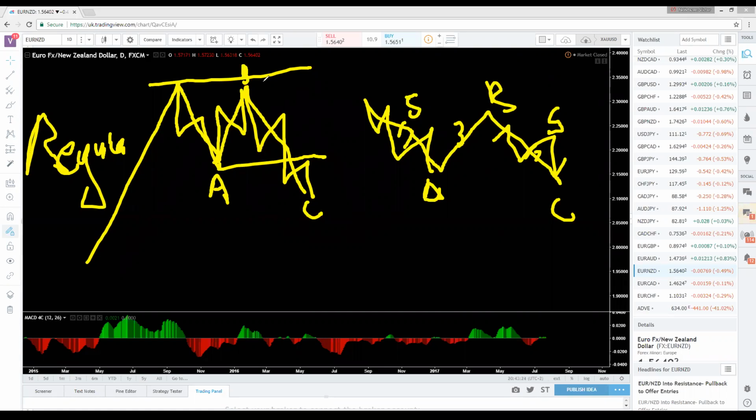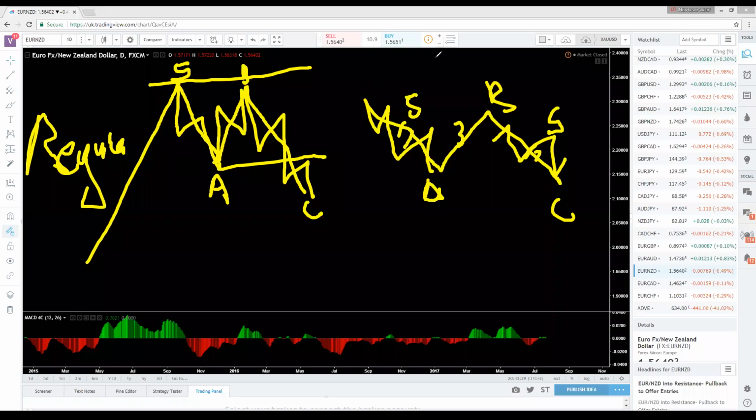It does not break this top. Just remember, the regular flat does not break this maximum, the extreme of the impulse. It does not break this, and the rule is that it should retrace at least 90% of this swing. Yeah. Okay, so that is a flat correction.